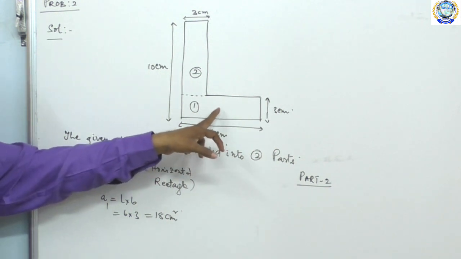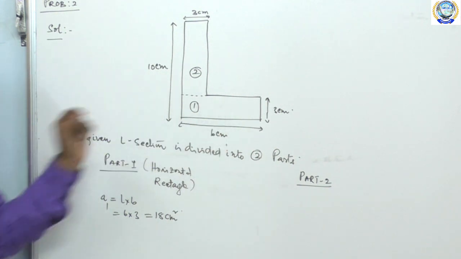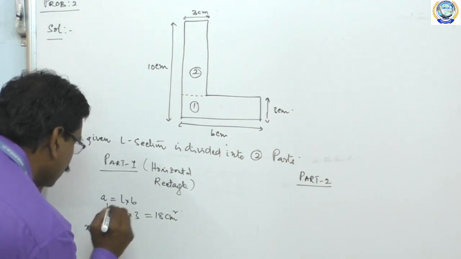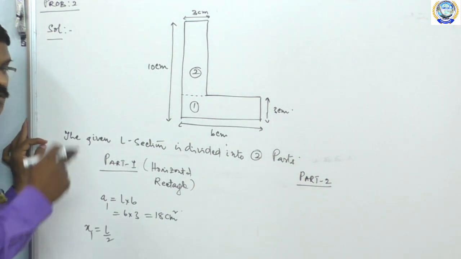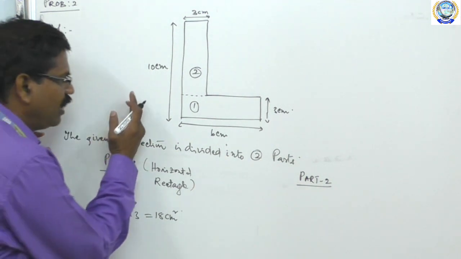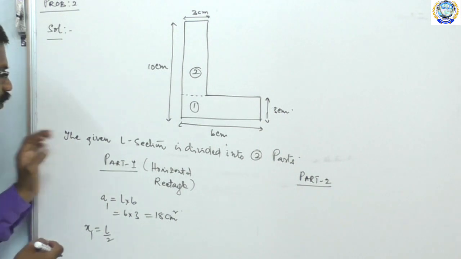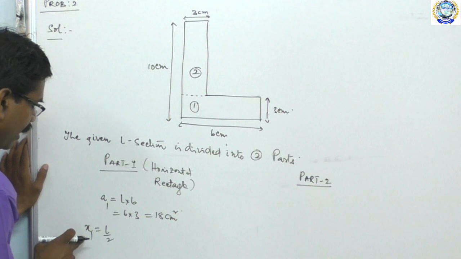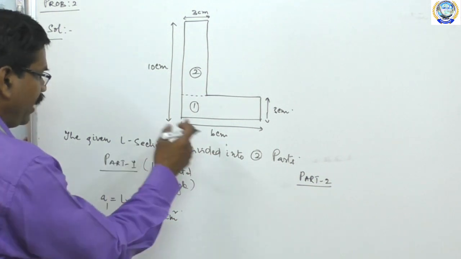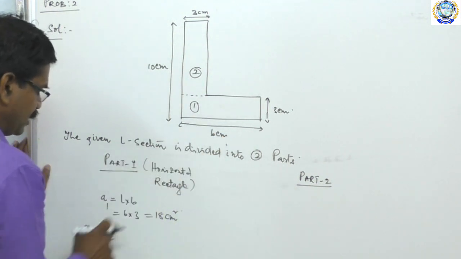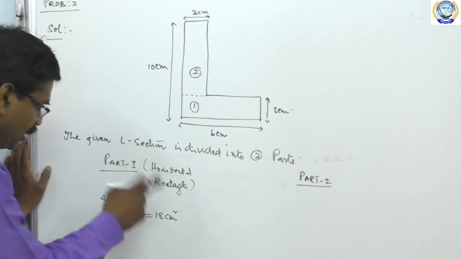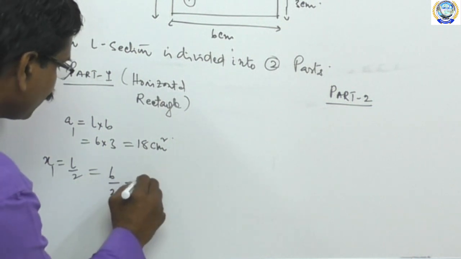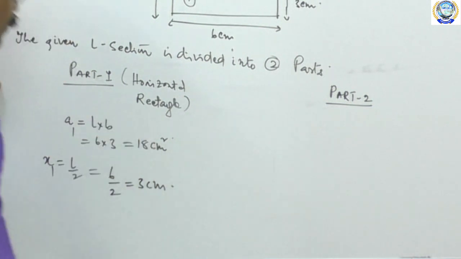For the first portion of this horizontal rectangle, we have a specific formula that x1 is equal to L by 2. In the previous problem, I told you that to find all x coordinates, we move from left to right. So to find this first portion, we use L as 6 centimeters. Bring that value and substitute it there. X1 is equal to L by 2, that is equal to 6 by 2, which is equal to 3 centimeters.